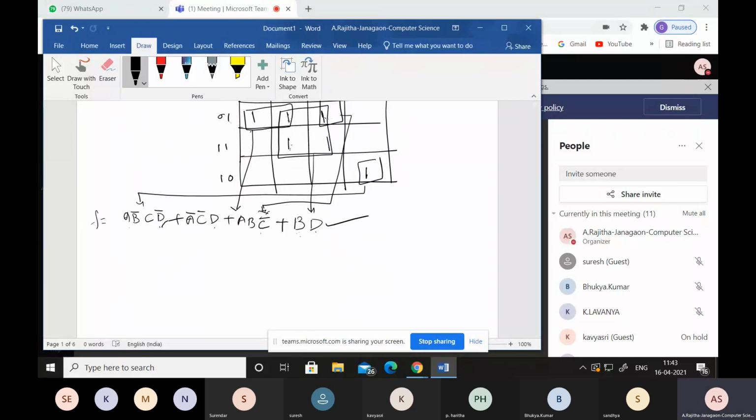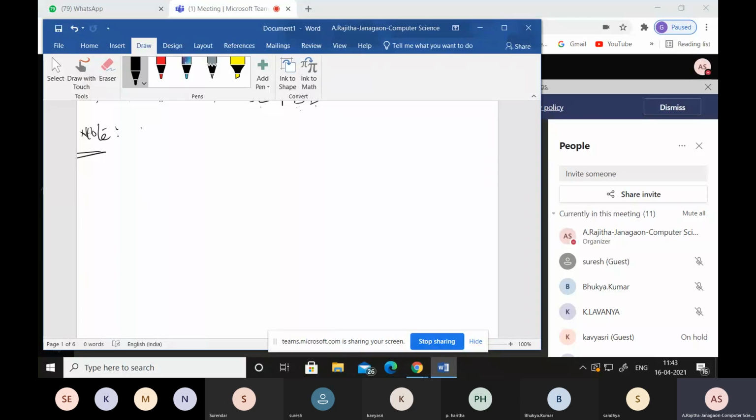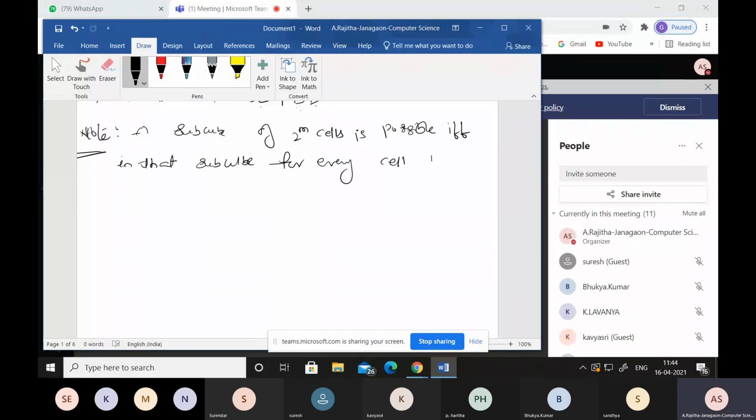Suppose here is a note. Suppose a subcube of 2 to the power of m cells is possible if and only if in that subcube, for every cell in that subgroup, m number of cells must be adjacent cells.